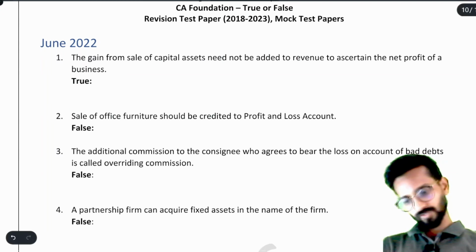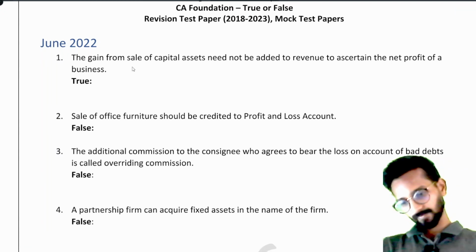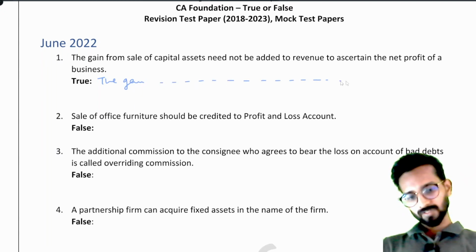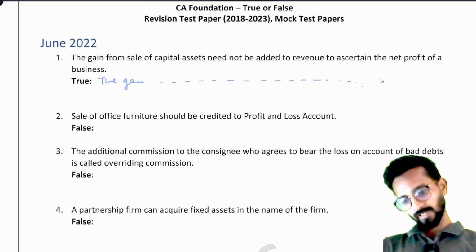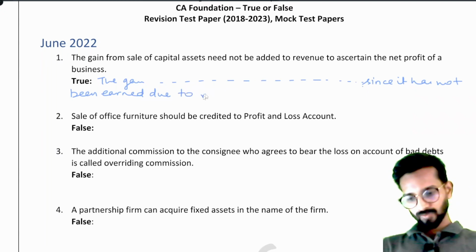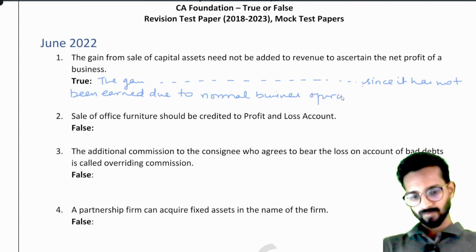So the statement is true, we'll write here. The gain need not be added to revenue to ascertain the net profit of a business. Why? Because it has not been earned due to normal business operation. Understood?